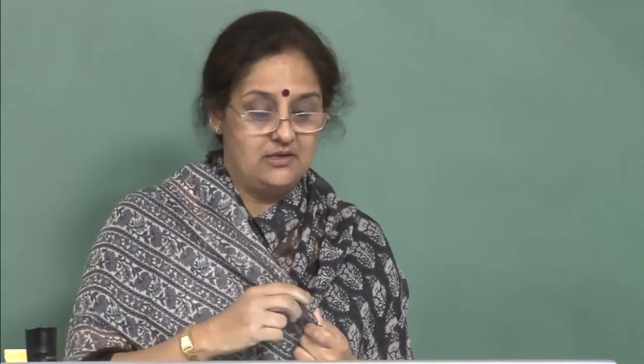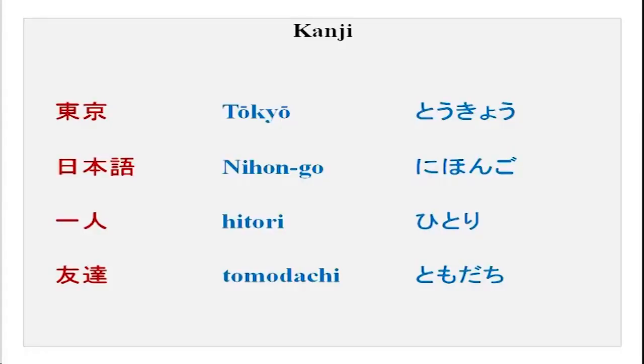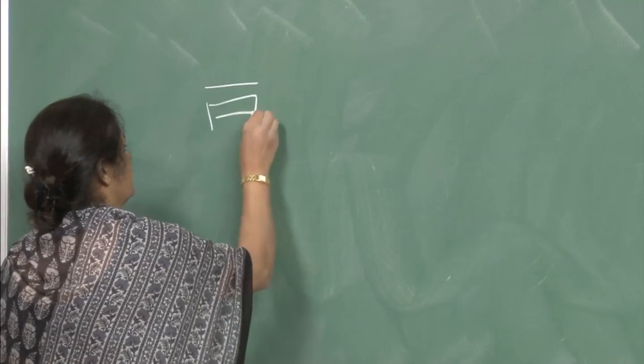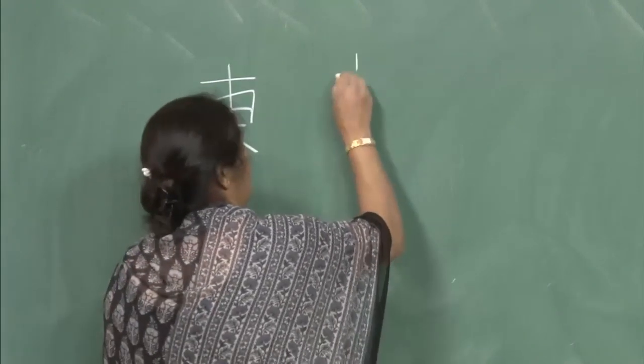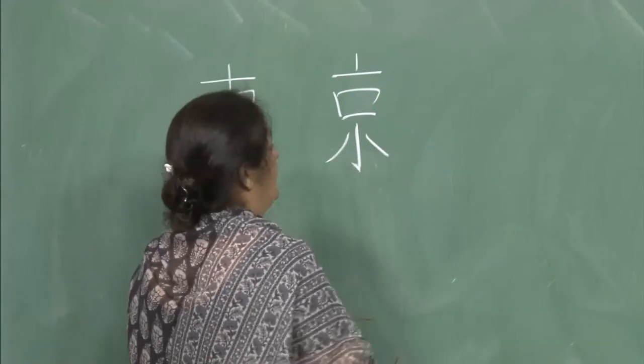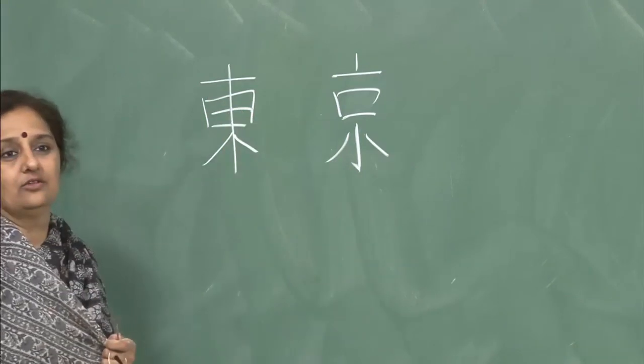Well, now we have kanji words for you over here. You already know the words, but you do not know the kanji characters, and it's always good to know kanji characters because it's easy to understand. So, we have Tokyo, Nihongo, Hitori, Tomodachi. All this you already know. I'll just tell you the kanji characters. For Tokyo, To means east, and Kyo means capital. So, east of the old capital is Tokyo.